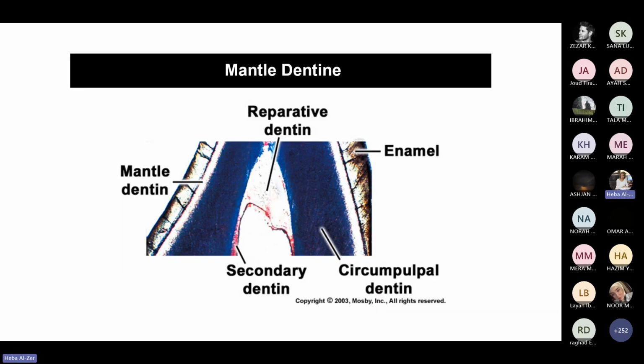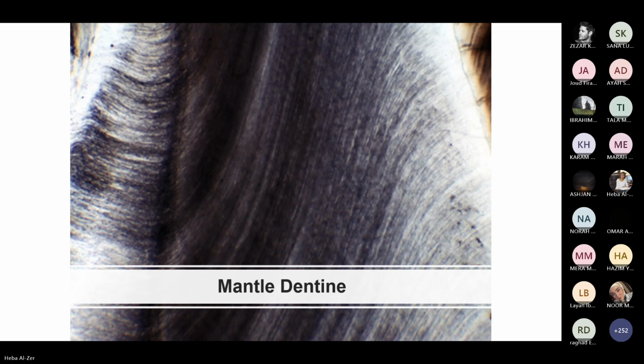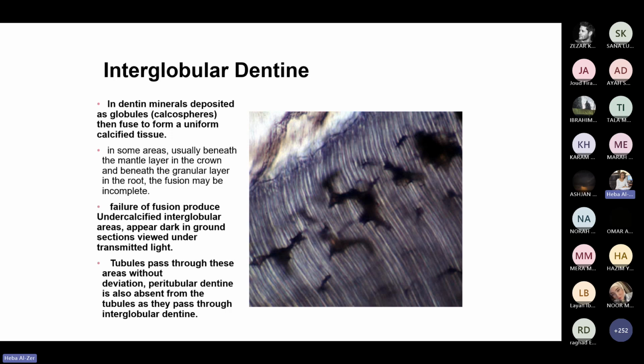As you can see here, this is the mantle dentine. It's different from the bulk of dentine underneath it. Another section showing the mantle dentine. Underneath the mantle dentine, there is a layer called interglobular dentine. It's not a must to see it.